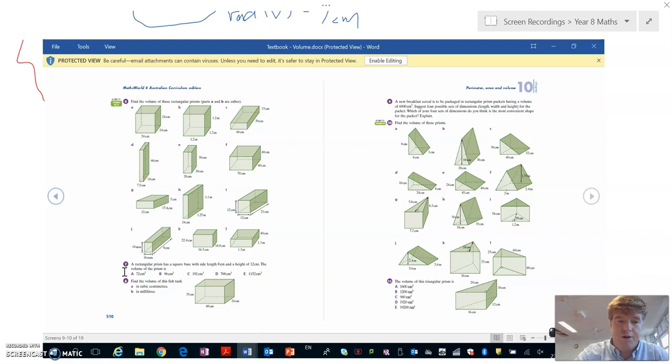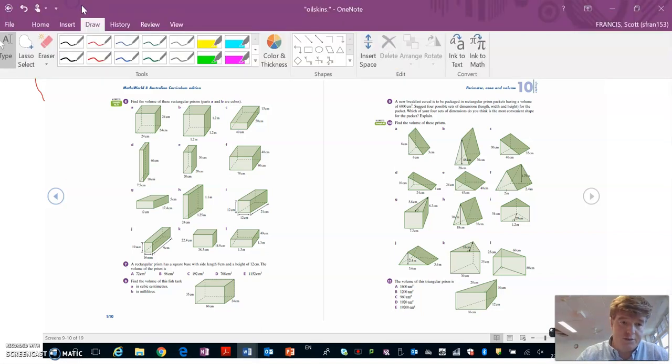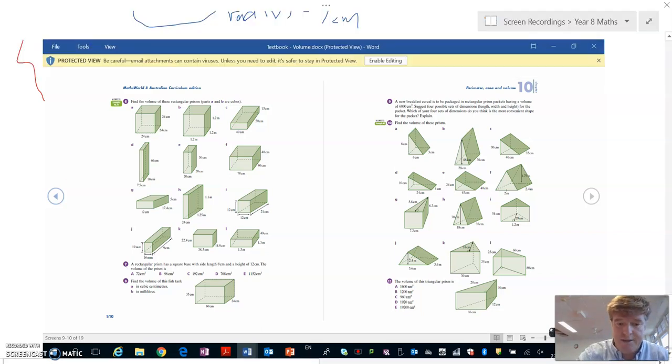So let's think about what that shape actually looks like. The important thing is it's got a square base, and each side is going to be 8 centimetres there. If a square is 8 centimetres, the area of the square is going to be 8 multiplied by 8, 8 squared, which is 64 centimetres squared.